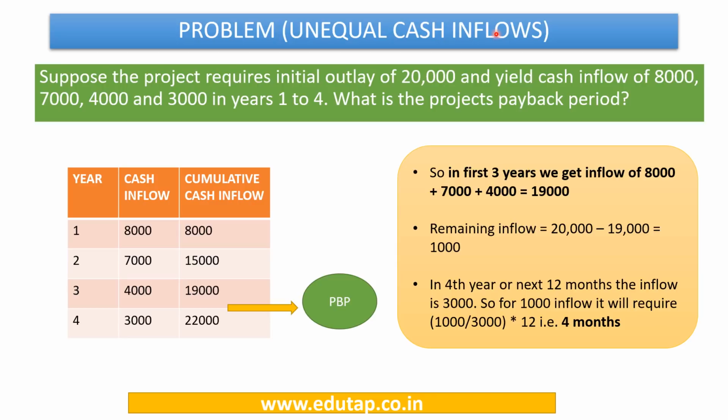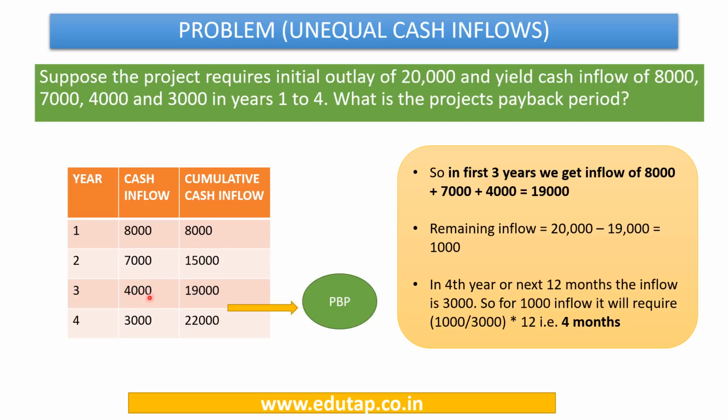Now for solving this one in an easy and very organized manner, it is advisable to prepare this table. In this table we put the cash inflows over the years on one side and we compute the cumulative cash inflows along with this figure. So in the first year the cash flow is 8,000, the cumulative cash inflow till now is again 8,000. In the second year the cash inflow is 7,000, but the cumulative cash inflow of the second year means the cash inflow of year 1 plus the cash inflow of year 2. This means the cumulative amount is now 15,000.